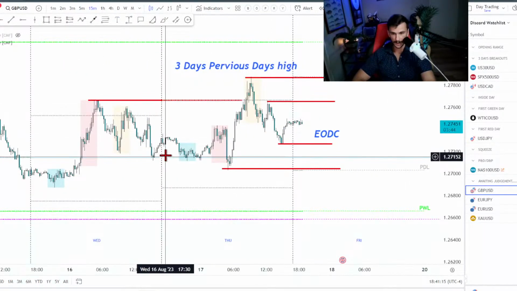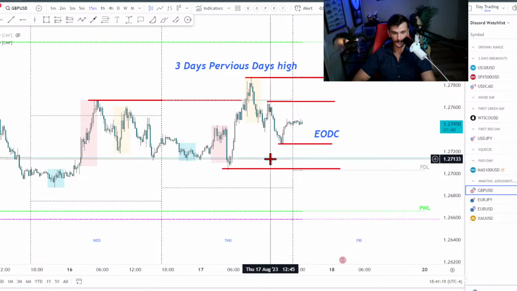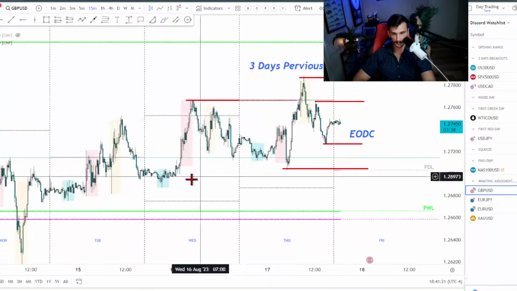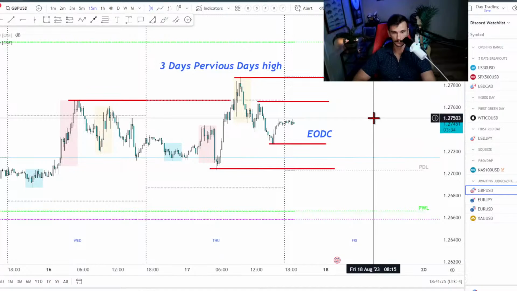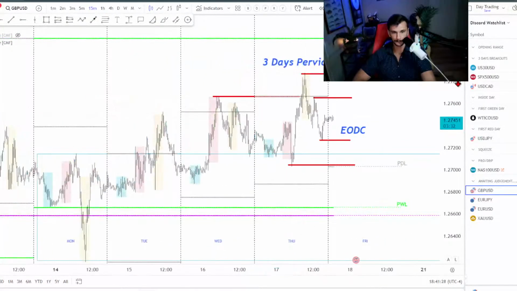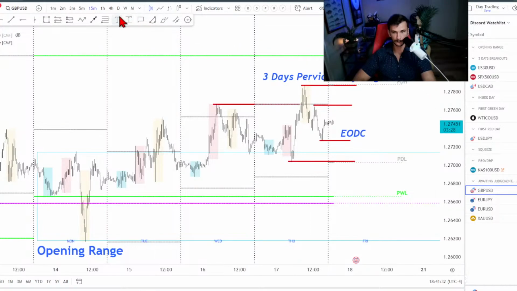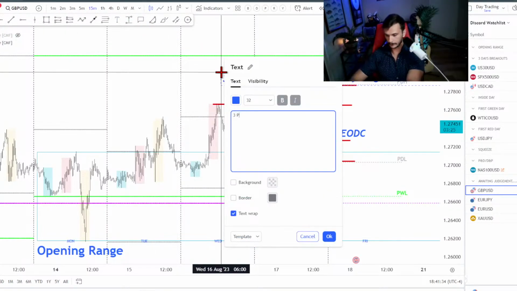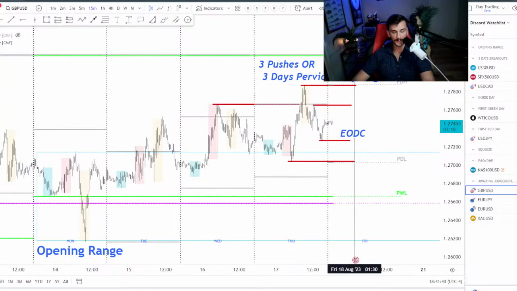3 days, previous day's high, opened, closed. They didn't spike both sides of the range. They didn't break down. That was a low, that was a high. It's just still in an uptrend. Three pushed out of the opening range as well. Now we do have the previous week's high up here as well.